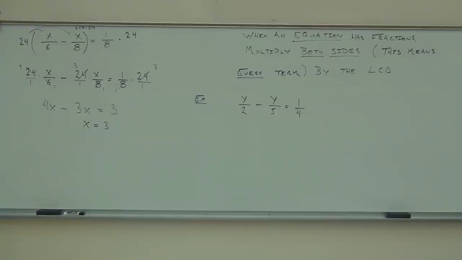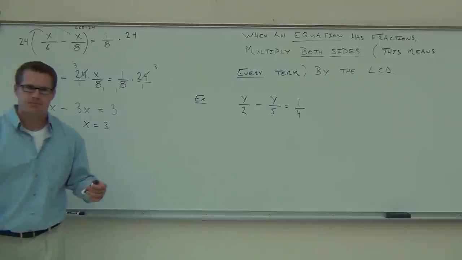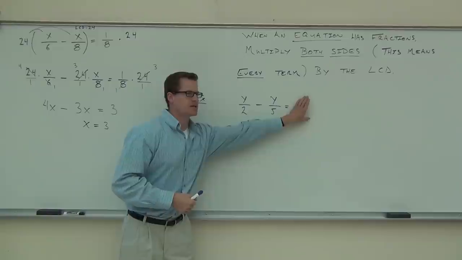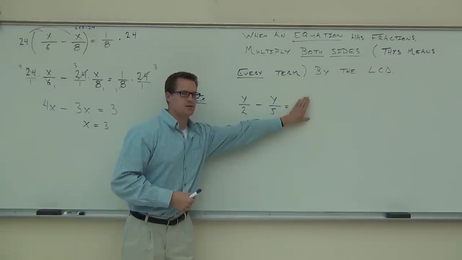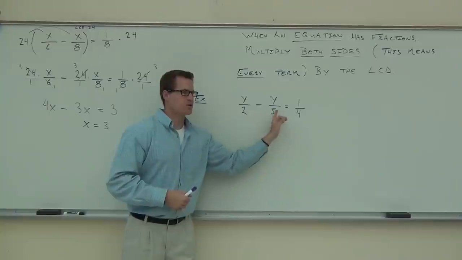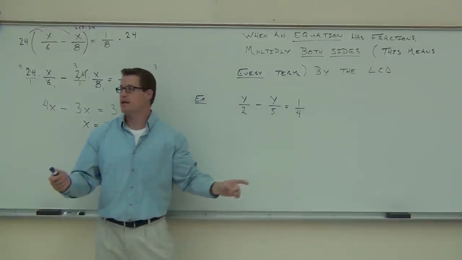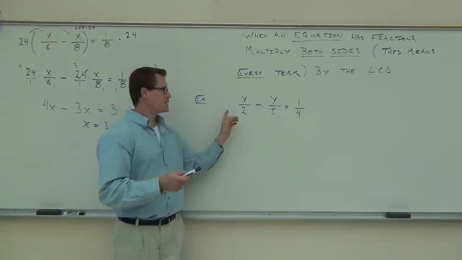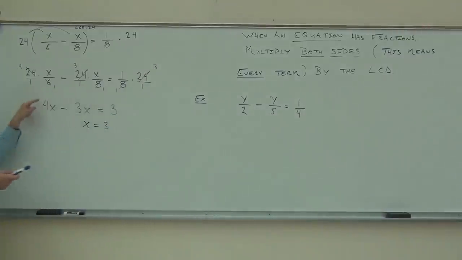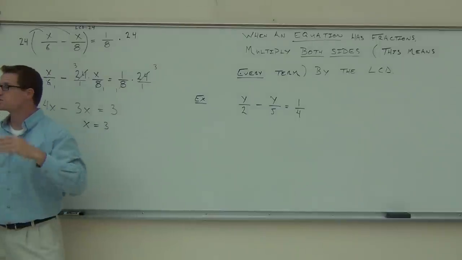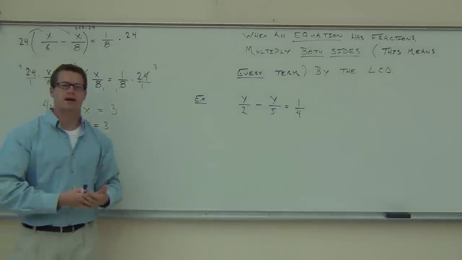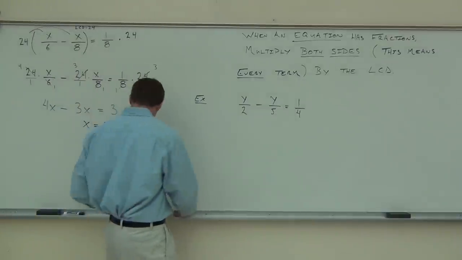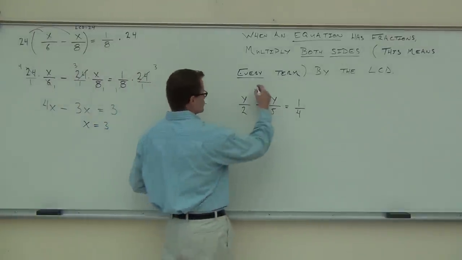Hey, shout out your LCD to me. What'd you find? 20. Is it 10 or is it 20? Let's talk about that. 10 or 20? 20. Why is it not just 10? Yeah. You know what? We got to consider all three of these fractions. If you found the 10, guess what would happen? You'd get all the way down to this step, and you would still have fractions. That should be an indicator that you picked the wrong LCD. If you still have fractions, you've done something wrong, go back and fix it. So here we go, okay, we have our LCD of not 10, but 20.